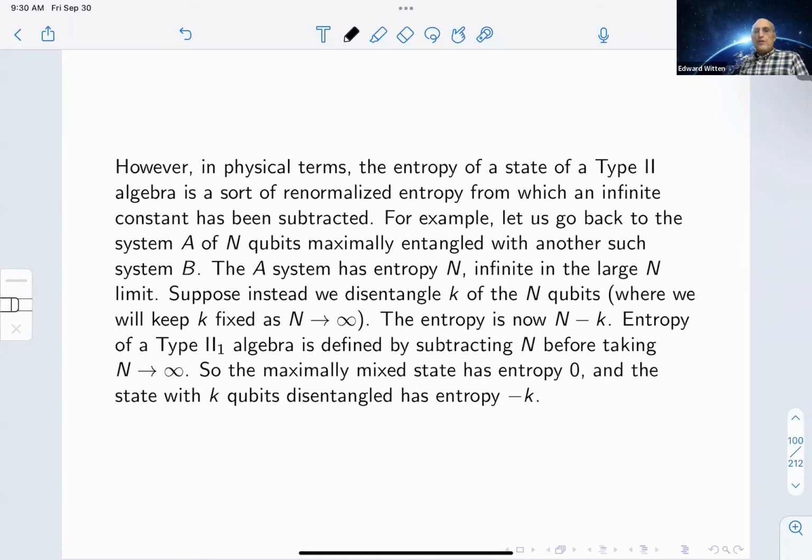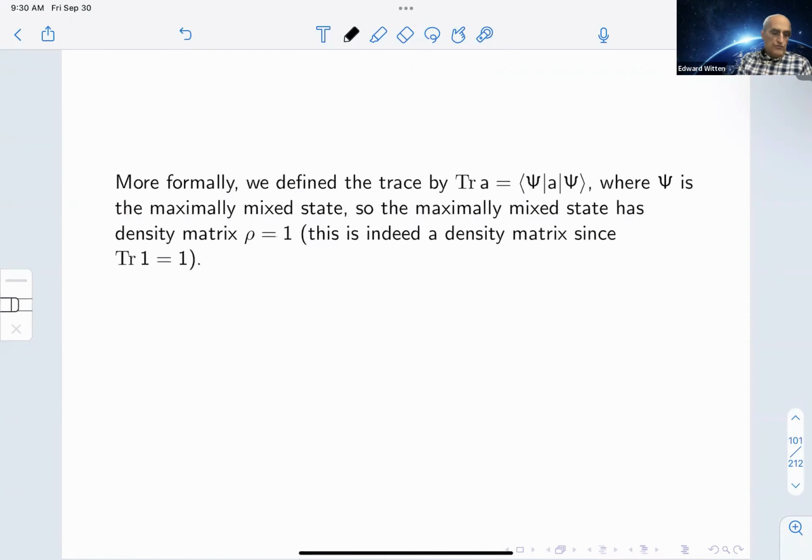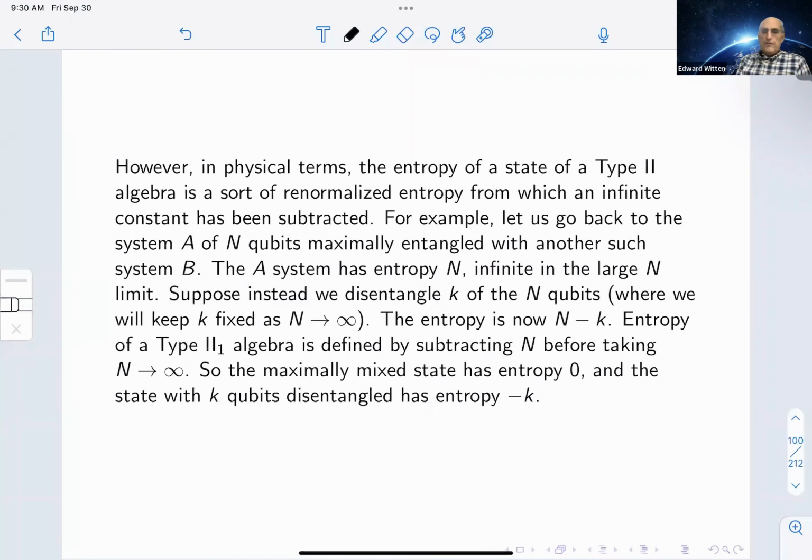So then the maximally entangled state has entropy 0, and the state with k qubits disentangled has entropy minus k. And it's intuitively obvious that with this definition, if we subtract the entropy of the maximally entangled state, all other states will have negative entropy. That's intuitively obvious and not hard to prove.